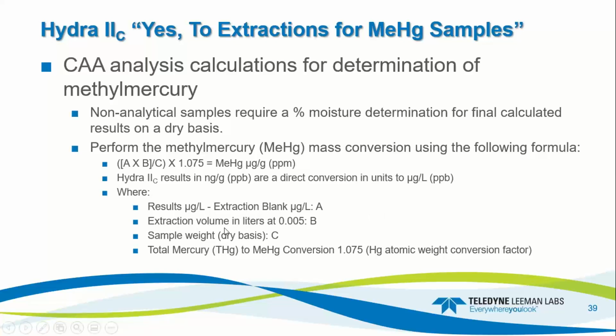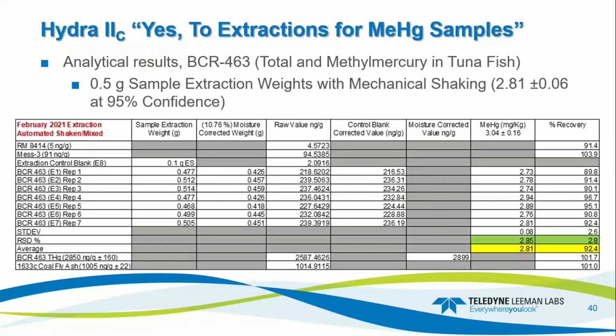And then the extraction volume. The sample that I used for the extraction was 5 milliliters, so that's why it's divided by 0.005 to get it to liters. And then you just divide by the dry weight, C, and then multiply by the conversion to methyl mercury. The atomic weight conversion of inorganic to organic methyl mercury is 1.075. And that gives you your value of methyl mercury in that sample.